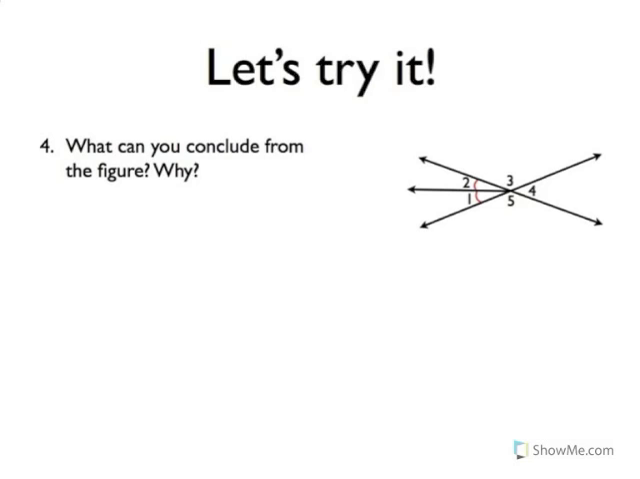What can you conclude from the figure and why? Well, let's start off with these little red marks that are sitting right here. That means that the measure of angle 1 is equal to the measure of angle 2, or that angle 1 is congruent to angle 2.